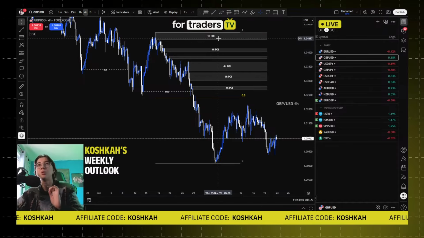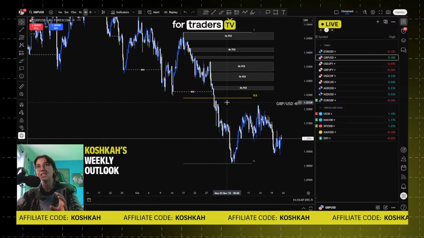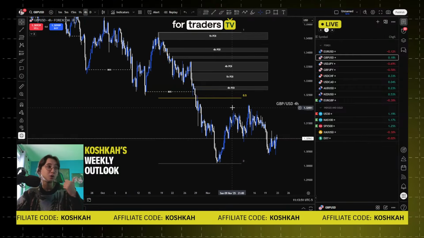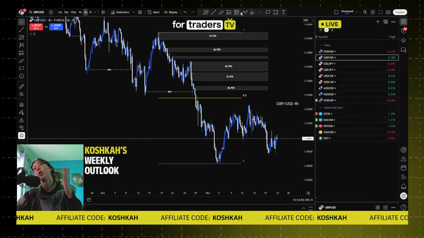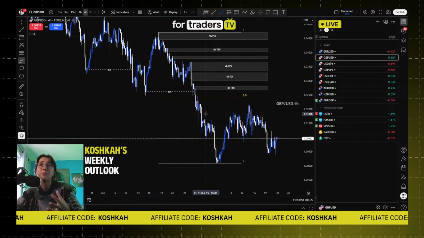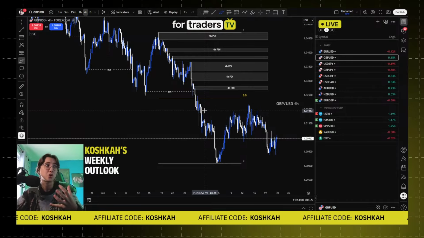GBP USD, same thing. Like I was explaining in the previous week, we had a lot of POIs, but the same problem as with Euro USD. First of all, we didn't even come back close to the 0.5. This is not a deep enough pullback for us to look for any trades.